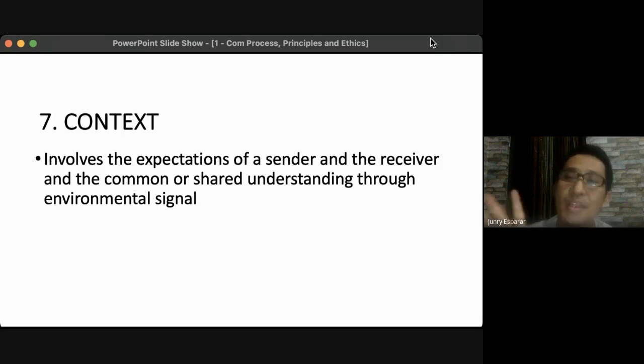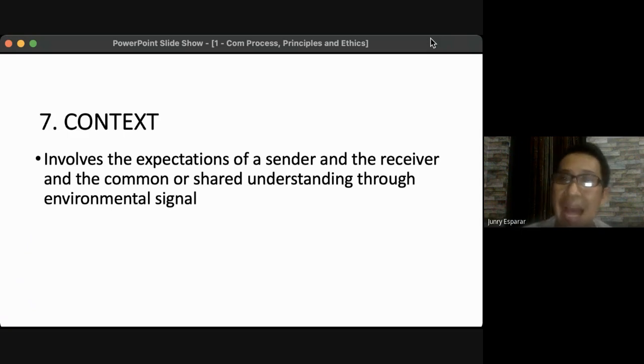But if you joined a competition and you won, and then I congratulated you, the word congratulations has a meaning to you. And the message I'm sending to you is understood easily because you are on the same boat. You are on the same mindset. That is why context is very important.